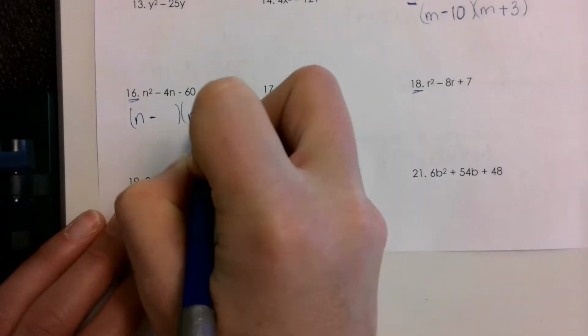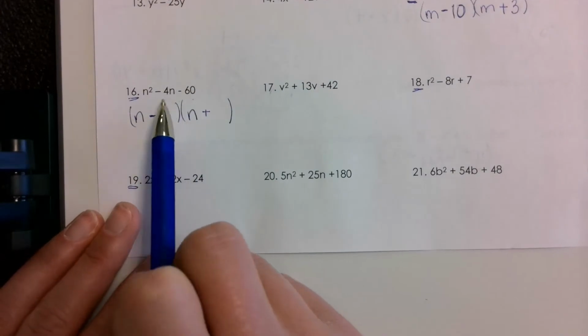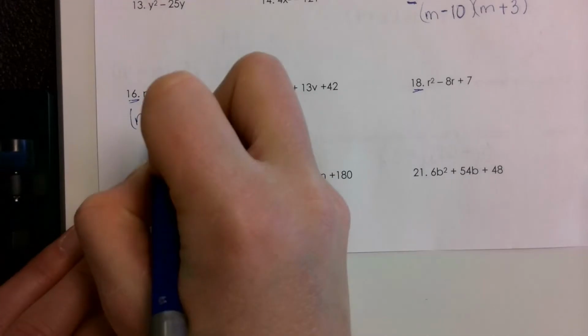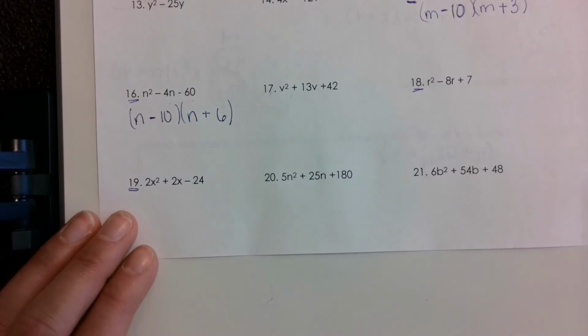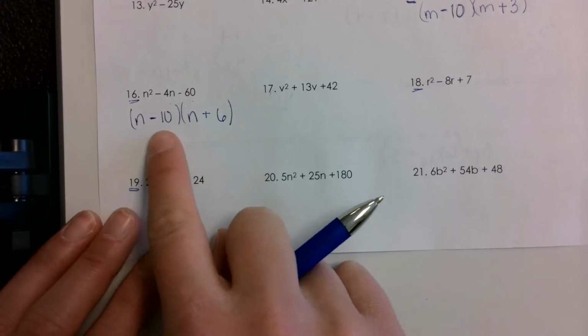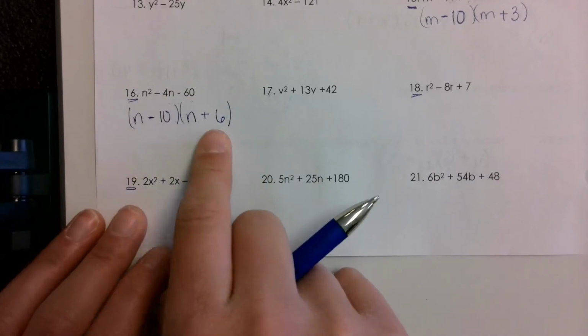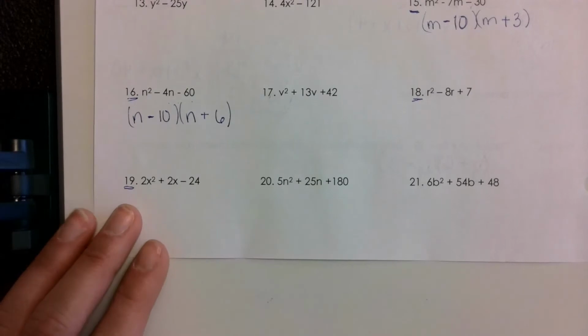You're looking for factors of 60 that subtract to be 4. So I think you're, what, 6 and 10? So 10 goes first, then we put a 6. Is that okay? Quick check that. What is negative 10 times positive 6? Negative 60. Then negative 10 plus 6 is negative 4, so that checks out. Is that okay? Yeah?